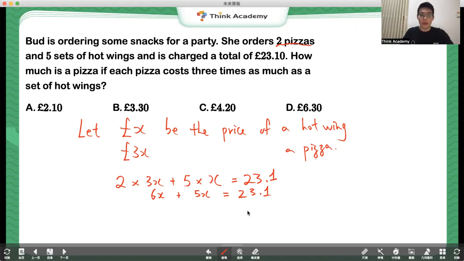All right, so now on the left-hand side, I have 6x adding 5x. And I know that I can operate it. It's just going to be 11x altogether. And on the right-hand side, it's still 23.1. So we're just going to do a little bit of division. That's just x.